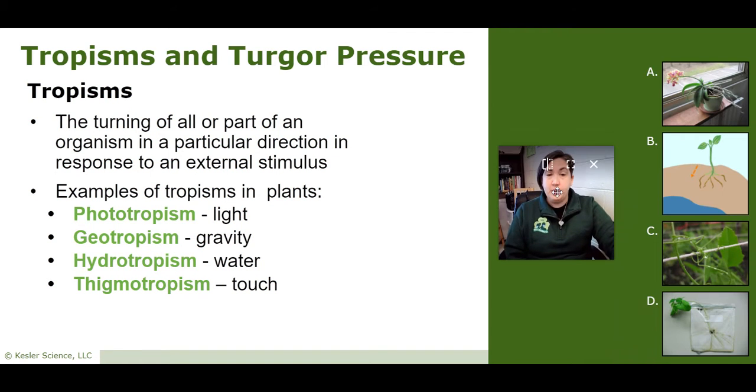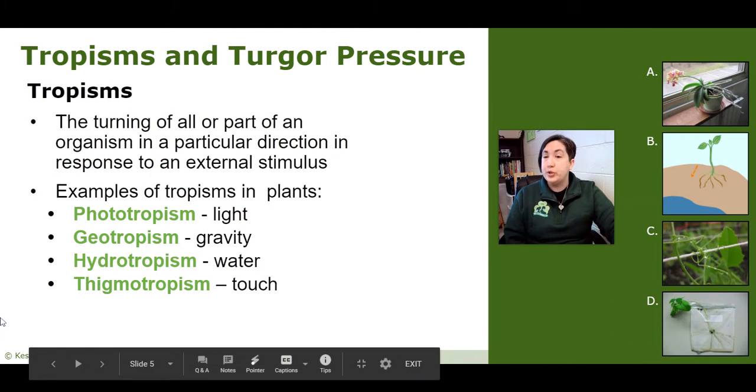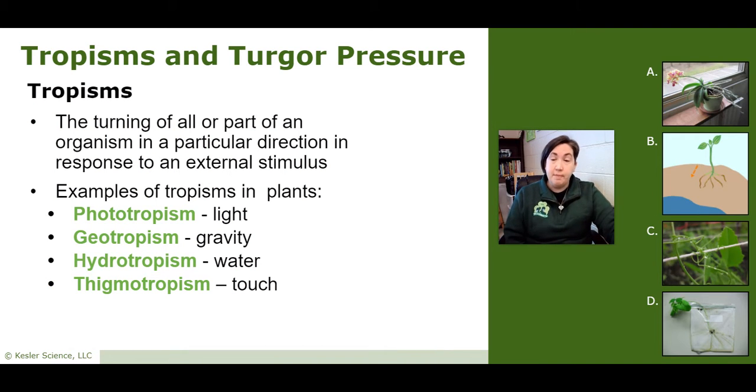Tropisms. So tropisms are the turning of all or part of an organism in a particular direction in response to an external stimulus. So examples of tropisms in plants. Phototropism, that's moving towards light. Geotropism, this is responding to gravity. Geo, that's the earth. So it's responding to the gravitational field of the earth. Hydrotropism, hydro, water. Thigmotropism, and that's responding to touch.